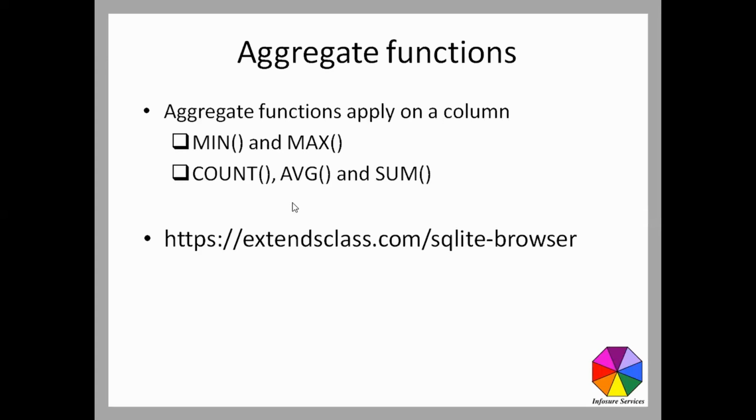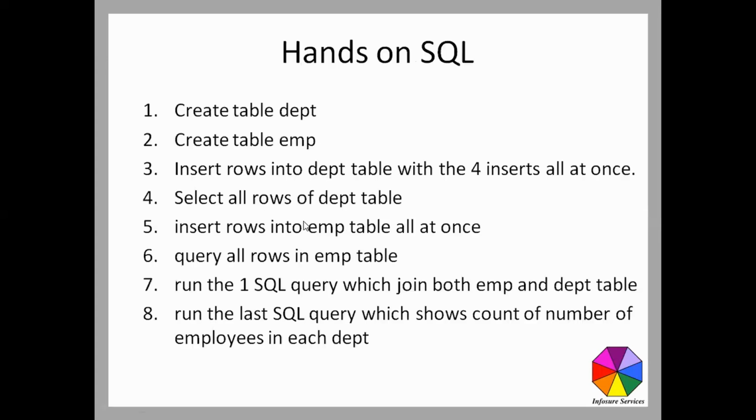Okay. Now, quite simple. Let me run through this hands-on. You'll create a department table. You'll create an employee table. We'll insert 4 rows into the department table. Select all the rows of the department table. Insert rows into the employee table all at once. Query all information from the employee table. Run that SQL query joining the employee and department tables to create meaningful records. Run a SQL query to show counts of employees in each department.